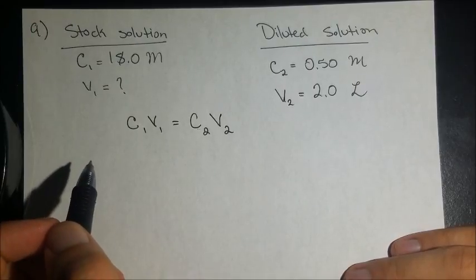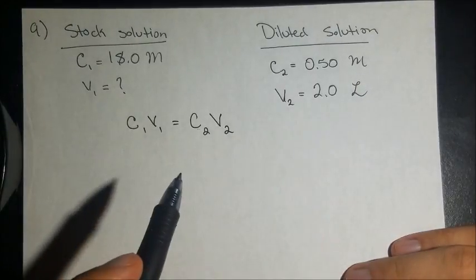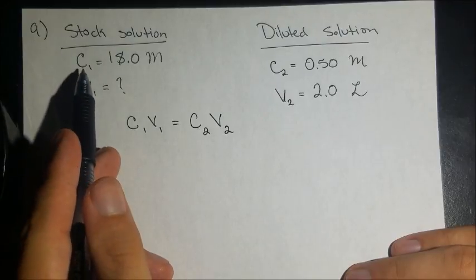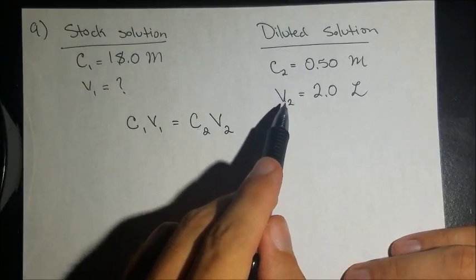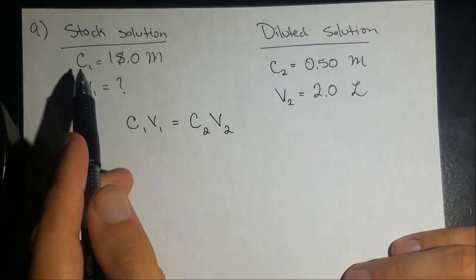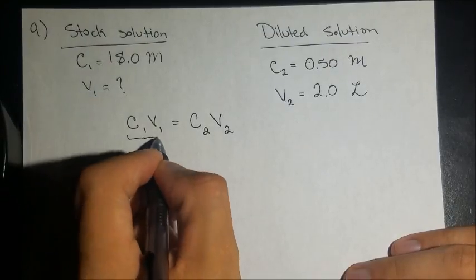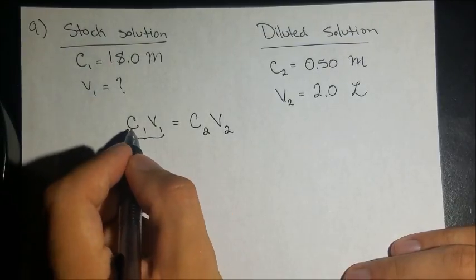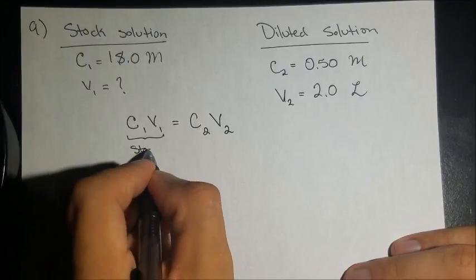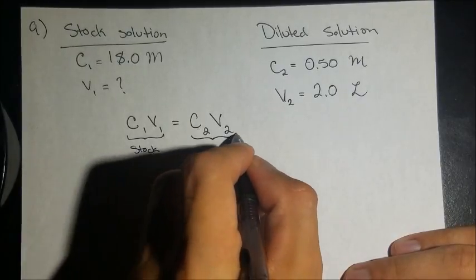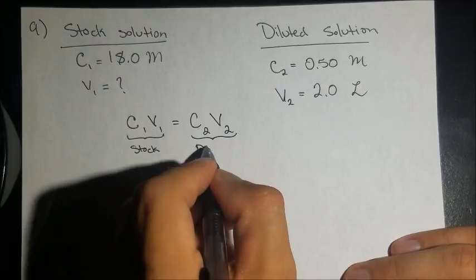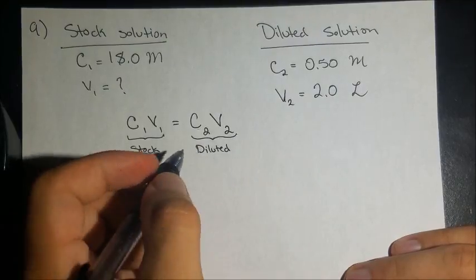So here, in this case, we've got it kind of easy. We've got molarity in liters. So what we have here is I went ahead and assigned these to their appropriate variables. Typically, when we've got this equation, we start out with C1, V1. This is our stock solution. And then C2 and V2 are referring to the diluted solution.